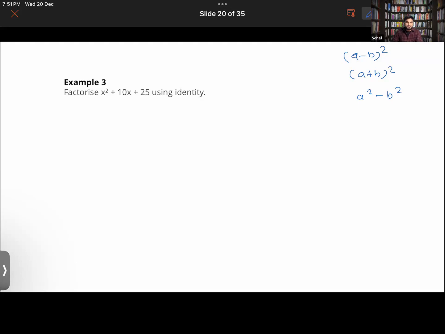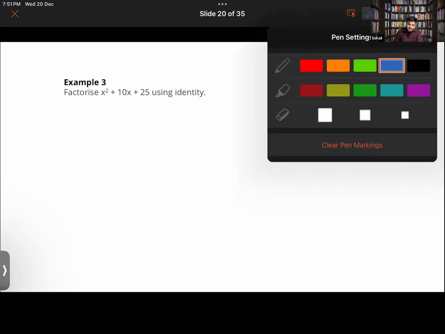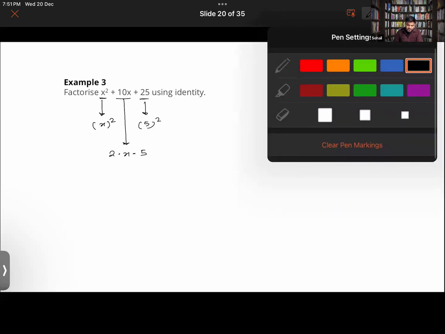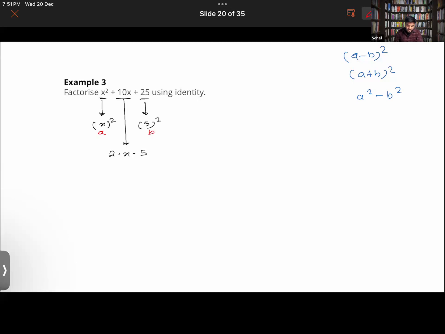Sir, can you show how to do it? I'm not able to do it. Okay, first of all, see x square and 25. That can be written as x whole square, and 25 can be written as 5 whole square. Yes, sir. What about the middle term here? Can you write it as 2 into x into 5? Yes, sir. Okay, so you will assume the terms as a, b, and ये क्या है? 2ab here, right? And the sign is plus. So the answer is x plus 5 into x plus 2?